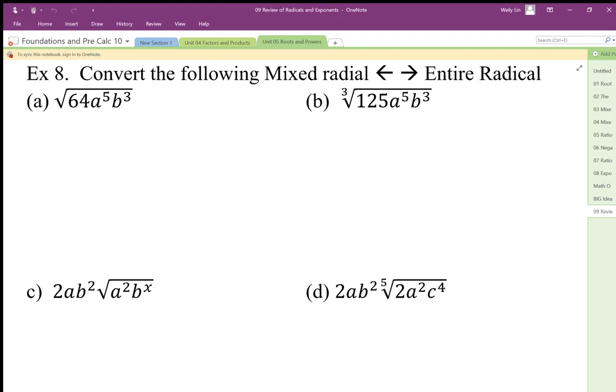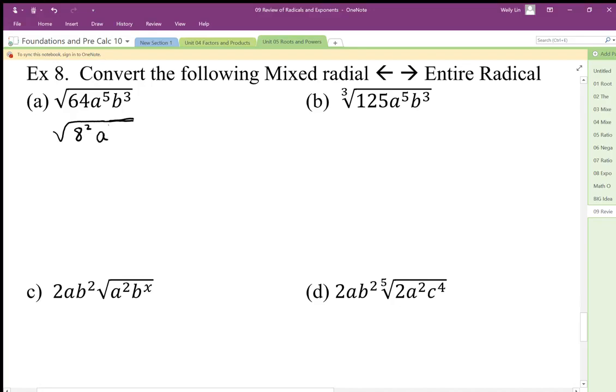Here we want to convert our mixed radicals into entire radicals. To do that, we look for, in this case with square, we first check the index, the square root. So we look for perfect squares in here. There's a few different perspectives I can take. I can just say that this is 8 squared. Square and square root cancel each other.